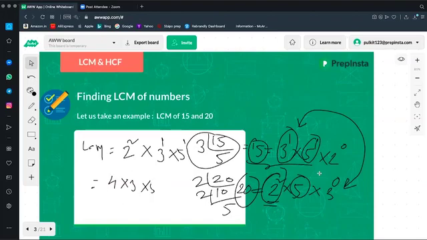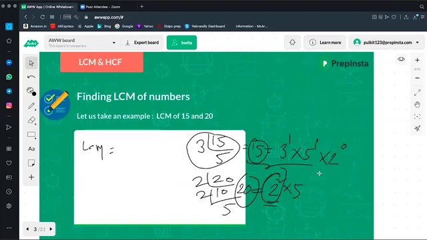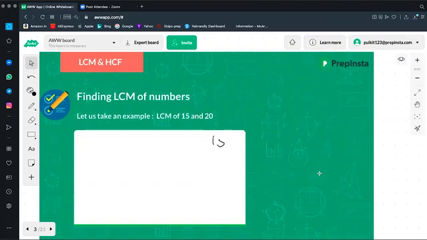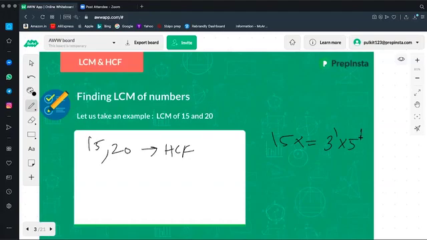So if that is clear, let me straightforwardly tell you the concept for HCF as well, so that you guys do not miss out on that. So talking about 15 and 20, right now we are finding the HCF of these two numbers. So 15 can be prime factorized as 3 into 5. Similarly, 20 can be prime factorized as 2 square into 5. Now, talking about the HCF of two numbers, we take the minimum of any power available.